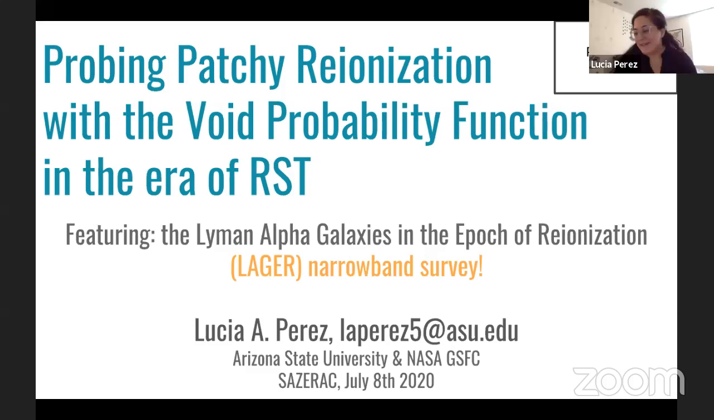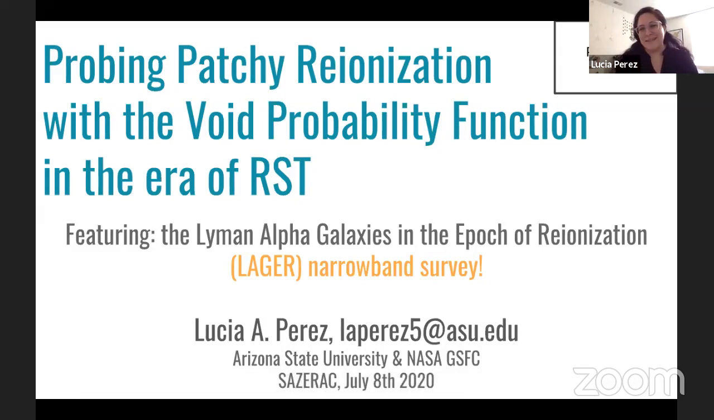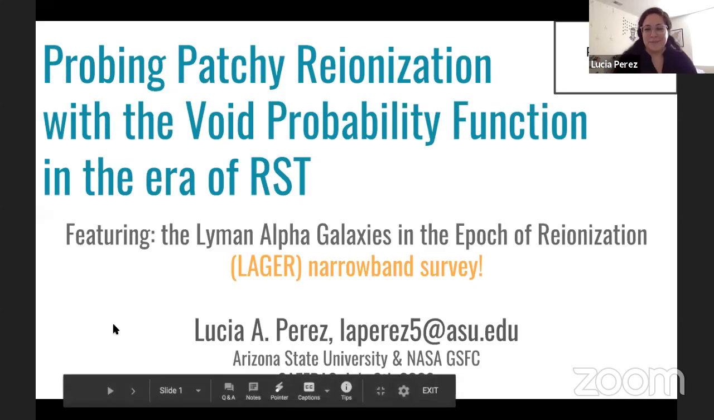My name is Lucia Perez. I'm a rising 5th-year PhD student at Arizona State University, and recently I've been working out of Goddard Space Flight Center in Maryland because my advisors Sangeeta Malhotra and James Rhoads are on the Roman Space Telescope science team. And today I want to talk about my most recent project, in which I want to share with you different ways of probing patchy reionization using a clustering measurement called the void probability function, and make predictions for the LAGER narrowband survey and also for the Roman Space Telescope.